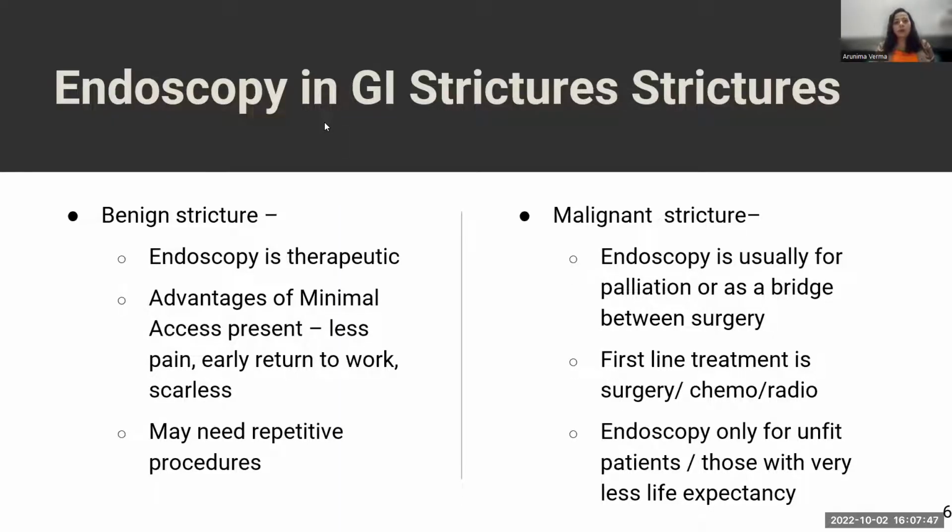So coming to the endoscopy in GI strictures, this is a basic slide which we should know: benign stricture and malignant stricture. For benign stricture, endoscopy is therapeutic, while for malignant one, it is usually a kind of palliation or bridging to surgery. The advantages of minimal access surgery are present if we are using it as a therapeutic one for benign stricture, because there is less pain, early return to work, and it's a scarless procedure, but we'll need repetitive procedures in most of the cases. In malignant stricture, the first line treatment still remains surgery, chemotherapy, and radiotherapy, and endoscopy should only be considered for unfit patients or those with very less life expectancy.